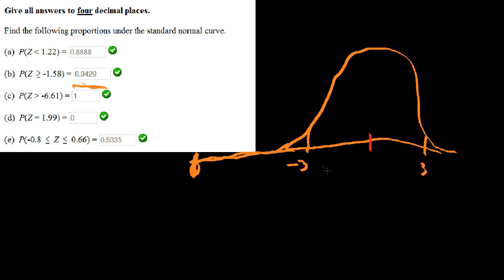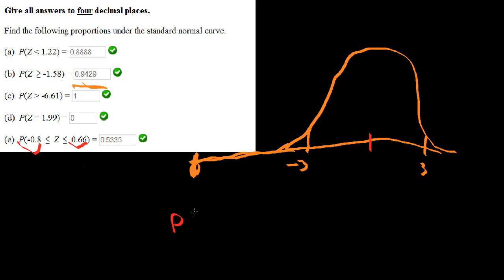Now the next question is, what is the probability of negative 0.81 being less than z and z being less than 0.66? So what is the probability that z is going to be within that range? Well, in order to solve this, we know those are already standardized z values, because you can always tell that whenever they put a z value inside this whole probability statement right here. Now that we know that, all we have to do is find these values here, this one and this one, on the normal probability table.